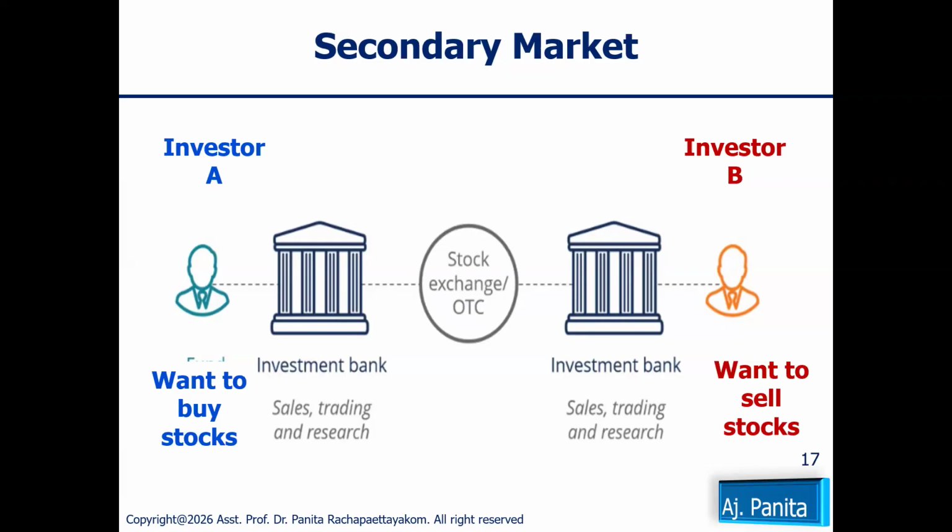Investor A contacts their broker, broker A, to buy the stock. At the same time, investor B contacts their broker, broker B, to sell the stock. Then broker A sends the buying order to the stock exchange, and broker B sends the selling order to the stock exchange. The stock exchange will match the buying and selling orders.